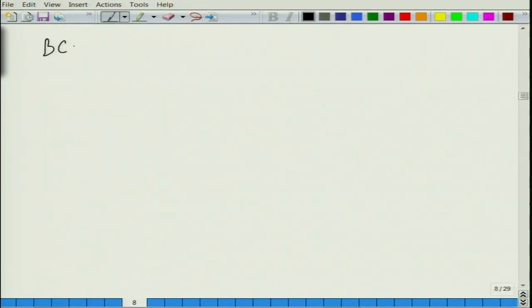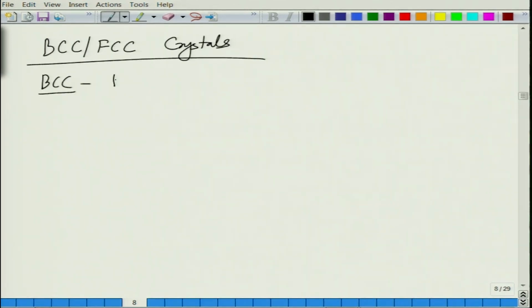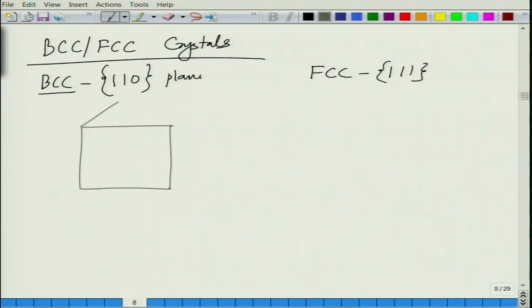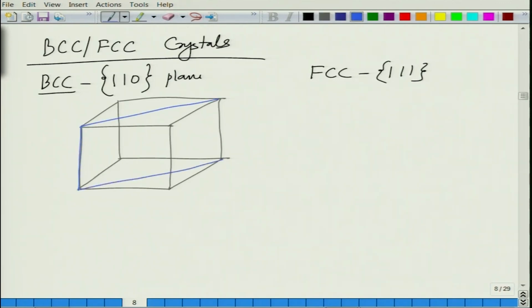However, if you take example of BCC and FCC crystals, in BCC you have a slip plane which is 110 type slip plane. So, we can write this in this fashion. In FCC we have a slip plane of 111 type. Now, if you look at BCC basically, there is a possibility you may have this as a slip plane. So, this is one slip plane. You may have another slip plane which is this slip plane. You may have another slip plane which is basically this. So, there are multiple slip planes.